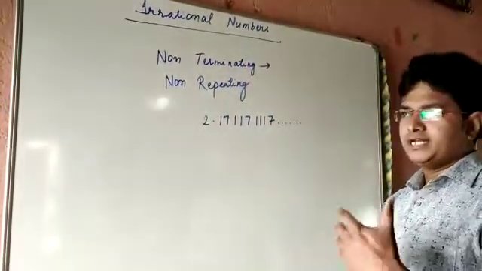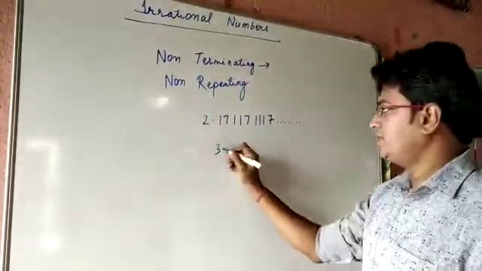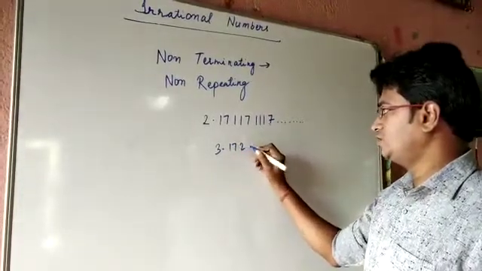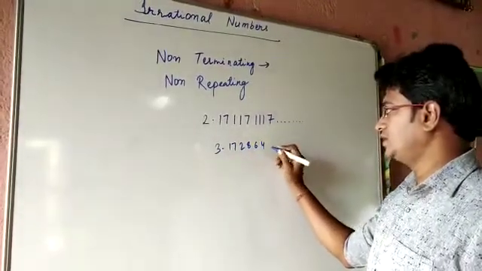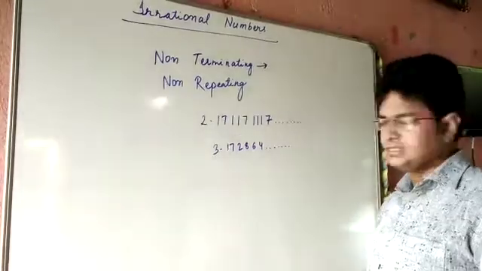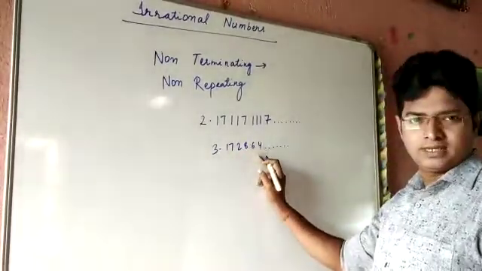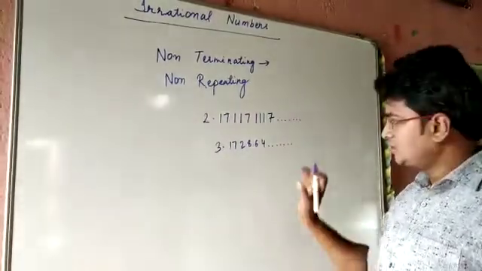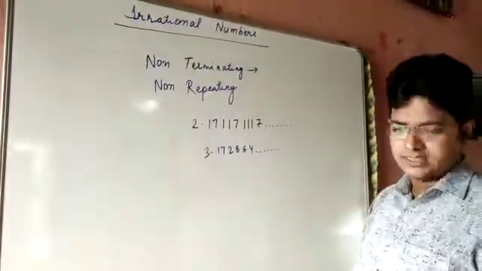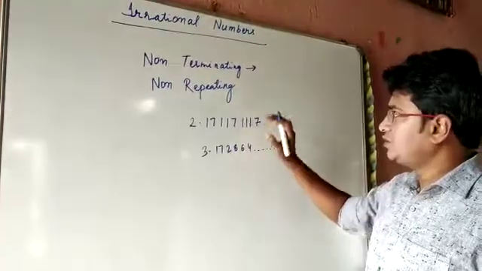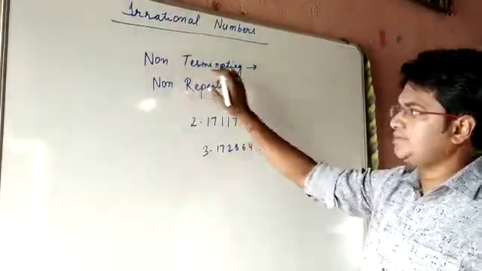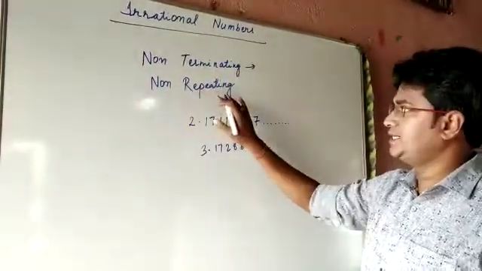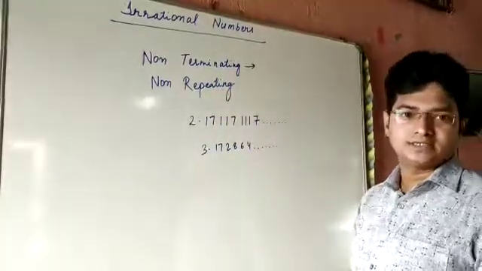Suppose that if you want to take any example, 3.172864, if I am putting a dot here, see here different numbers are there, and this dot represents that it is not coming to an end. So the numbers which are not coming to an end, which means it is non-terminating and non-repeating, are said to be irrational numbers.